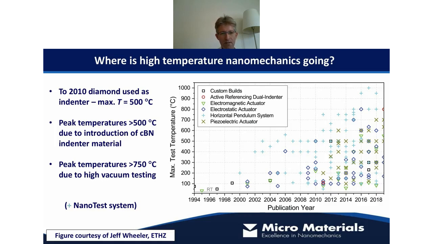But once CBN indenters were launched in conjunction with the argon purging, you can see an abrupt change around 2011 where it jumps up to about 750 degrees. Then it stays at that same level for a few years, and around 2015 are the first publications with the vacuum systems that we produced, and we launched the prototypes a few years previously.